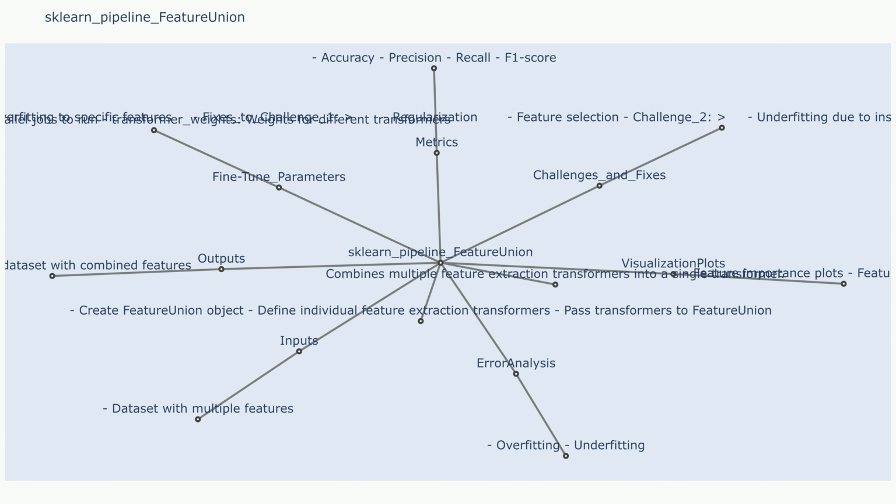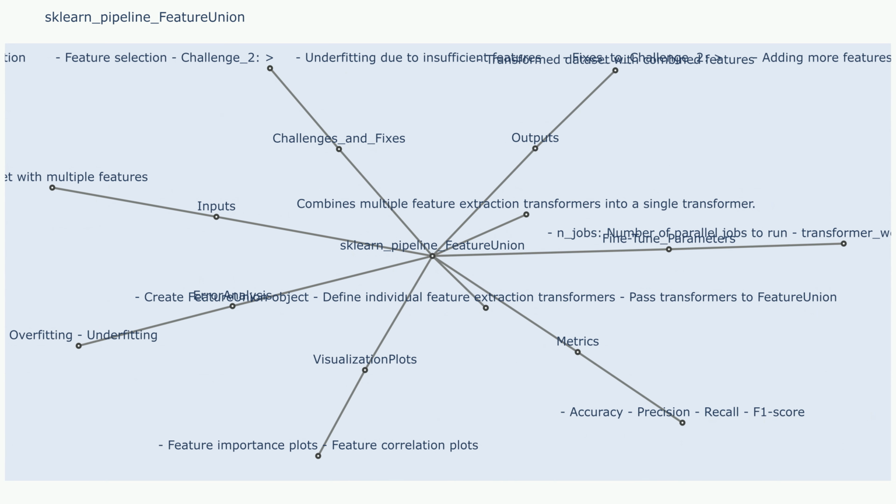Fixes to challenge 2: Use dimensionality reduction techniques like PCA or t-SNE to reduce the dimensionality of the feature space. Select a machine learning algorithm that is robust to high-dimensional data, e.g., random forests, support vector machines with linear kernels. And consider using feature selection methods to select a smaller subset of informative features.